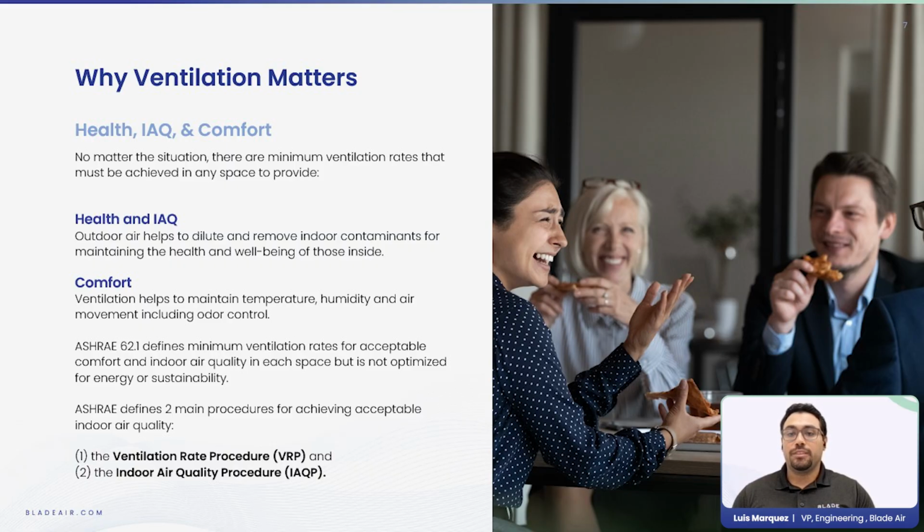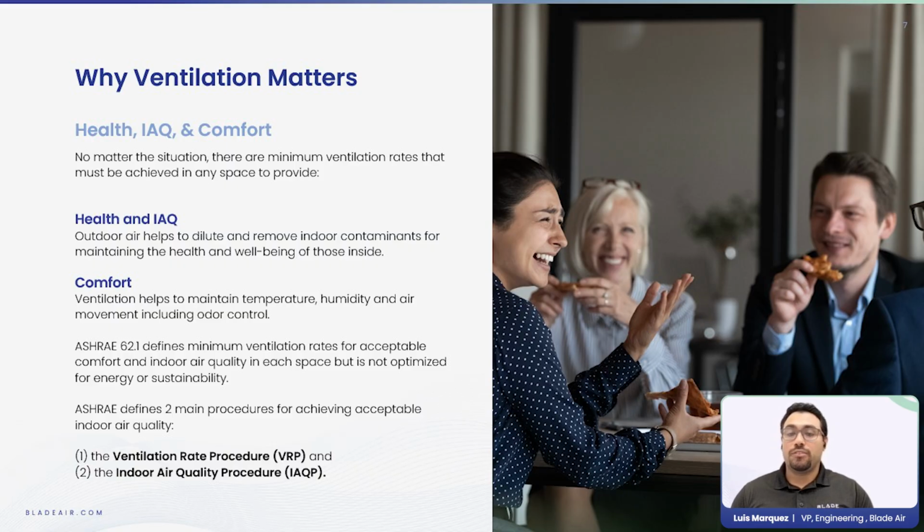The second aspect is comfort. Ventilation really helps to maintain, as I mentioned before, ambient temperature and ambient humidity that's actually comfortable for people, and odor control in many cases. So we really are looking to, number one, maintain good health within the space, and number two, allow the people in the space to be comfortable. So not too cold, not too hot, not too wet and humid, or not too dry.